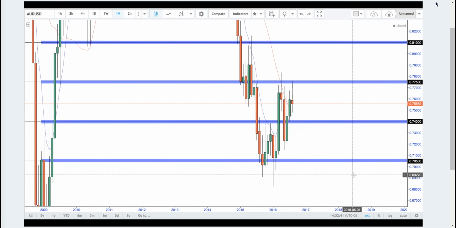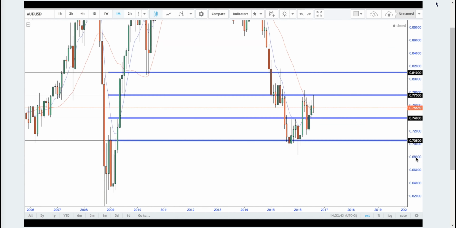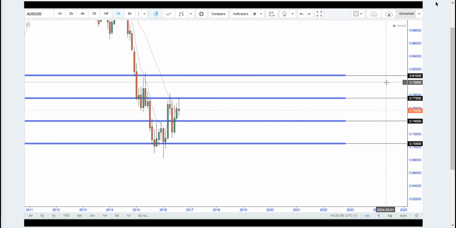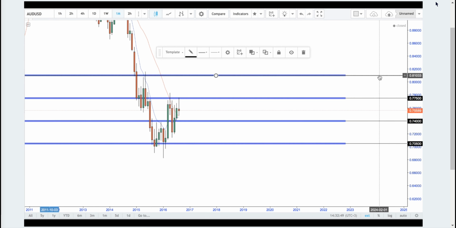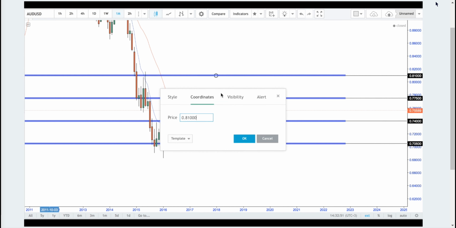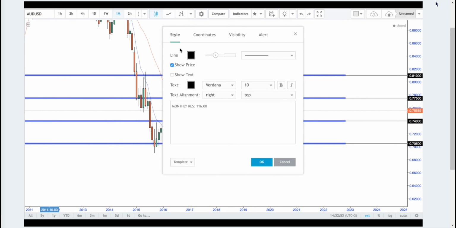What I'm now going to do is the levels here, the black lines, we need to go ahead and label these. So we actually click the black line and we go to the cog. Now we go to style, and this is in the book as well. We want to click show text. As you can see there, this has just popped up. So this is monthly resistance, and the level is 0.8100.